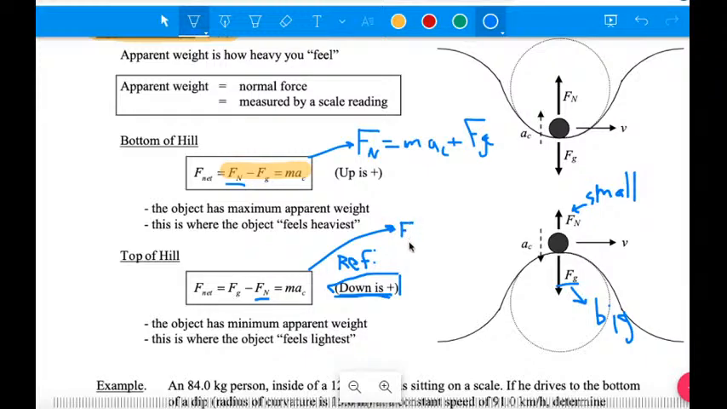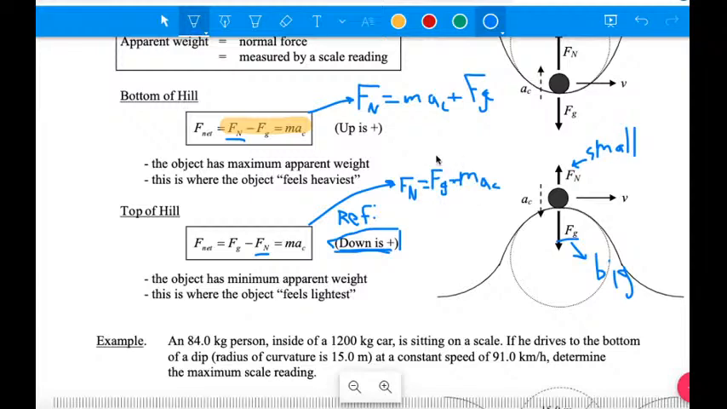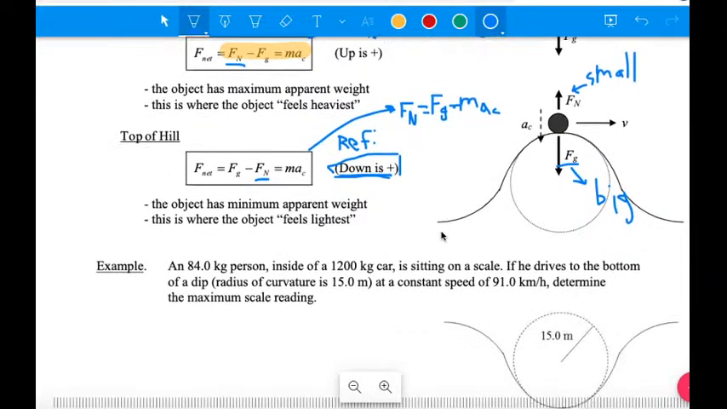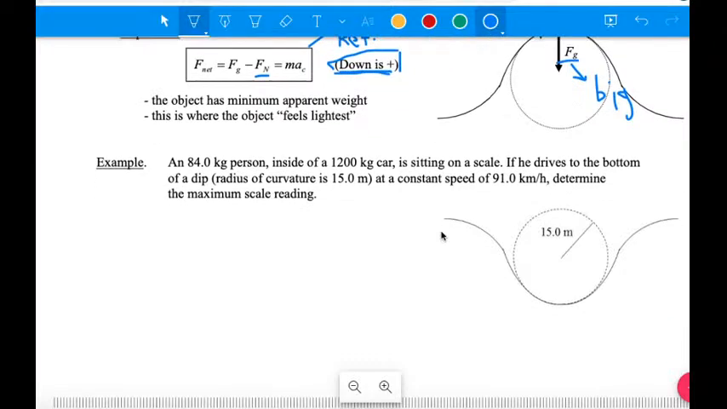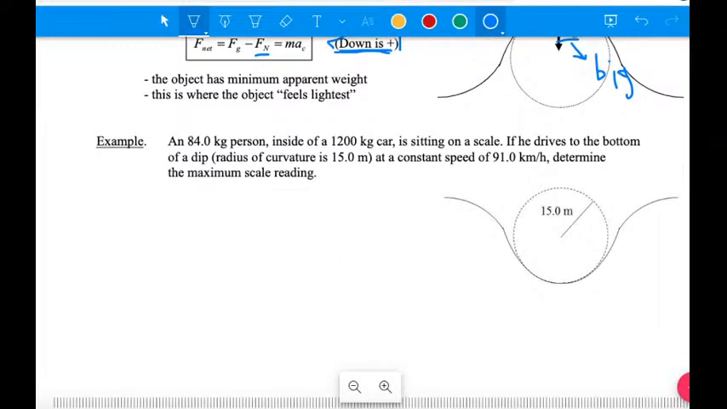Normal force is equal to Fg minus MAC, mass times centripetal acceleration, so that's the subtract. And that's when we're going to feel the lightest, because we're subtracting those from each other rather than adding. Okay, let's do our last example.